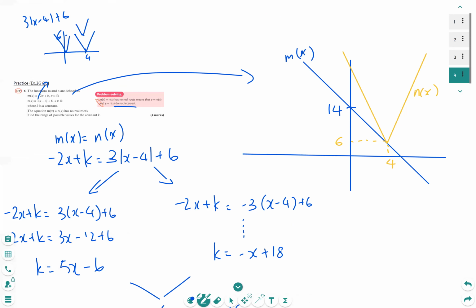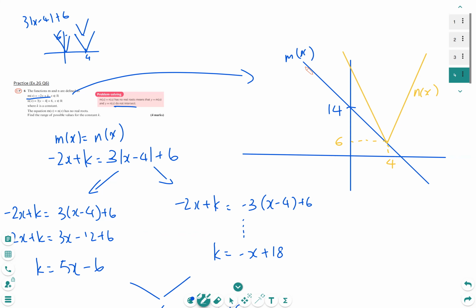Now, the question is asking to find the range of values of k so that they don't intersect. If you think about the value of k in terms of transformation, what is the role of k in the equation of m of x? Imagine putting in different values of k, how would the graph move? K is the number outside the minus 2x. That means if you put k in there, it'll be moving up or down. So k is a value that moves the graph up or down.